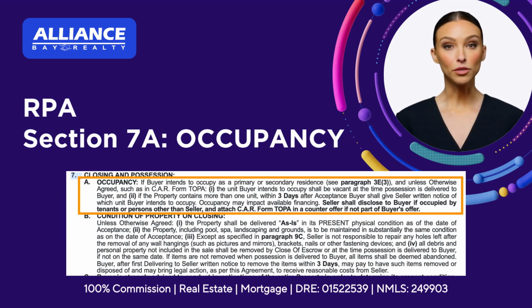Section 7A confirms who will live there and when, and flags tenant issues. 1. If buyer will occupy as primary or secondary residence, see Section 3E3 and say so. 2. If the property is a multi-unit, within 3 days after acceptance, buyer must tell seller in writing which unit they'll occupy. 3. If any tenants or non-seller occupants are in place, seller must disclose. 4. If tenants are involved, attach CAR-TOPA, Tenant Occupied Property Addendum. Use it in a counter if it wasn't in the offer.